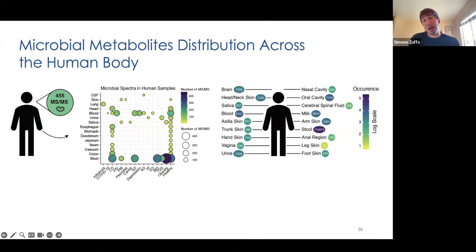And finally, on the figure on the right, you can also see the number of matches that were found. Obviously, stool had a lot of matches because we mainly work on microbial metabolites present in stools. This also showcases how microbial metabolites are not restricted to a specific organ like the intestine, but can be found all over the body.